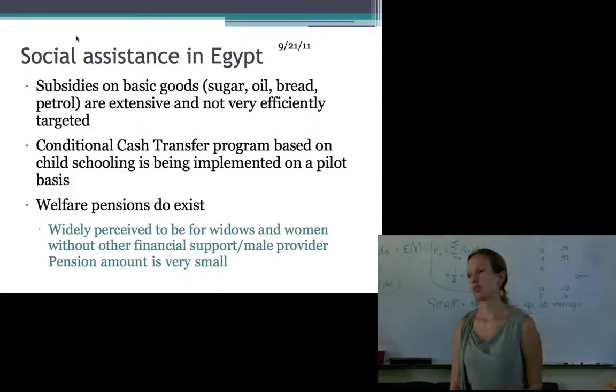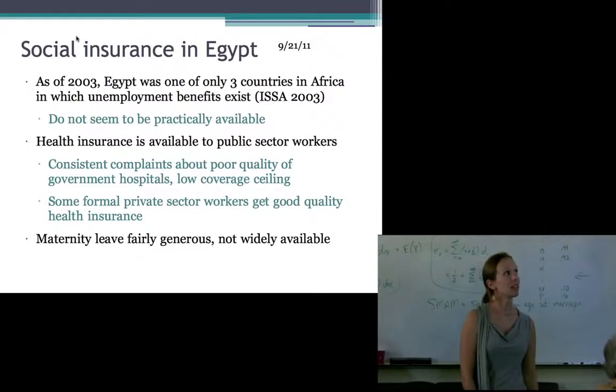So we're talking about really very small amounts of money that are coming out of these programs. Social insurance, I think, is what I focused on in these interviews and in this paper.